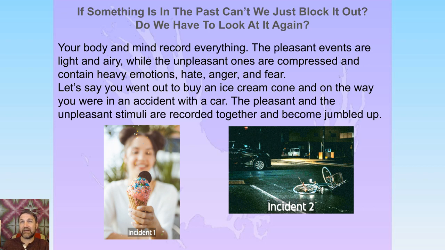Let's say you went out to buy an ice cream cone, and on the way you were in an accident with a car. The pleasant and the unpleasant stimuli are recorded together and become jumbled up, mixed up like a little vortex. So you have this happy thought of an ice cream cone, maybe even the thought of the taste of ice cream and sweetness, and then this accident occurs.